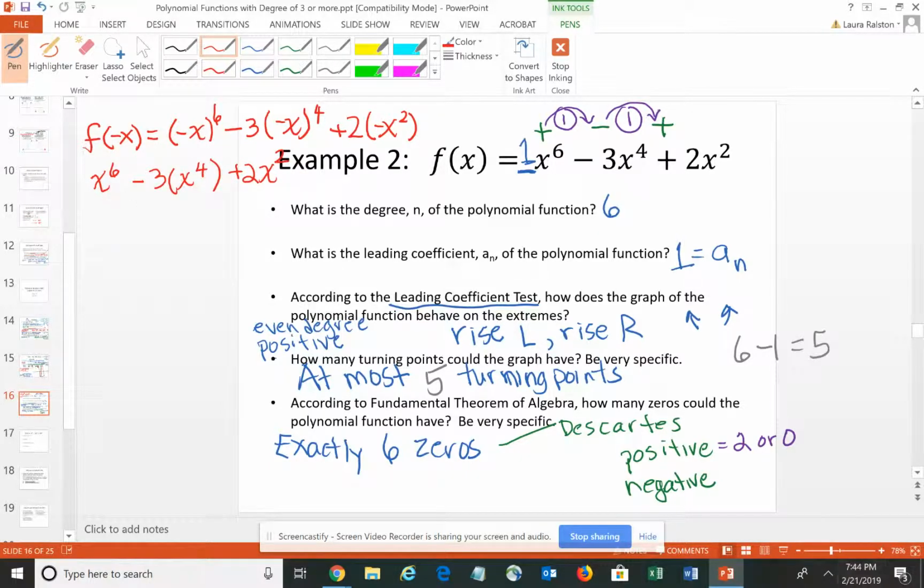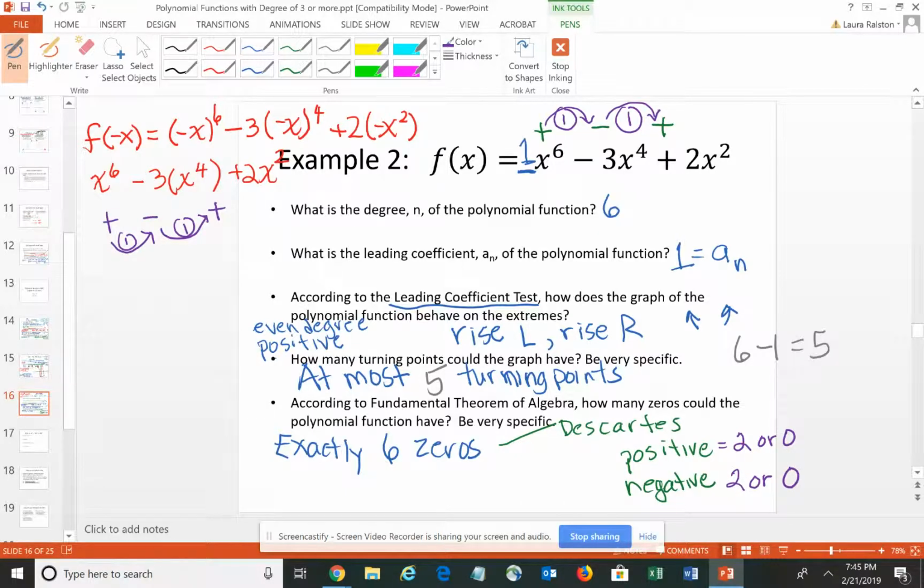So I have it all solved out, and again, I'm going to count my sign changes. Okay, so we go from positive to negative to positive. So from positive to negative, there's one. From negative to positive, there's another. So I could have 2 or 0 negative.